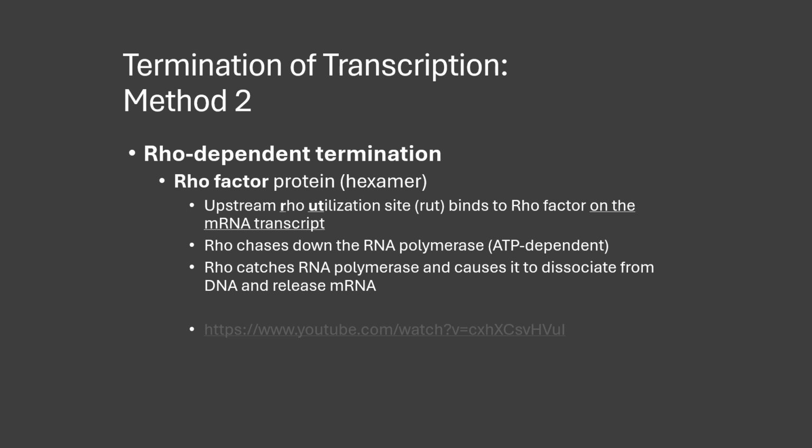The video, I think, will do a good job showing this. But that Rho, then that protein, moves along the mRNA towards the RNA polymerase, and it uses energy from ATP to move. And when it catches it, it does functionally the same thing as that hairpin loop does. It just sort of gets in the way, and the RNA polymerase falls off.